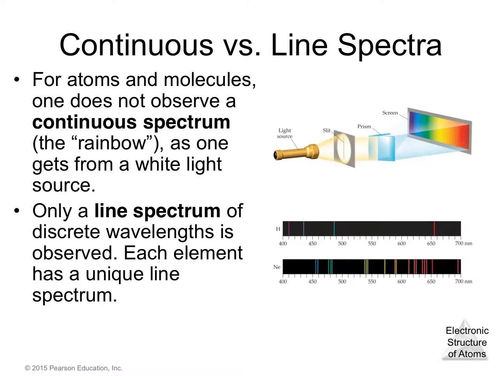If you take a white light source, like what you have here, and you shine it through a very narrow slit and then through a prism, it's going to produce the entire rainbow. We call that a continuous spectrum.